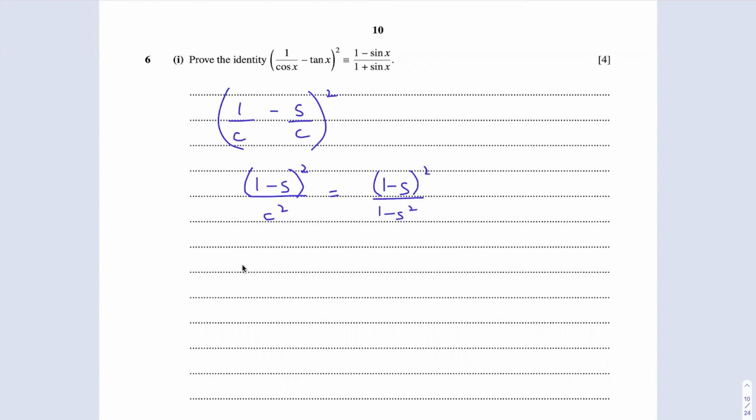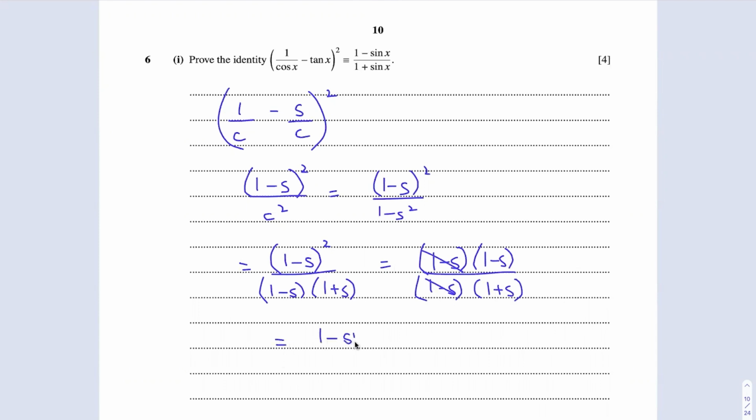So we also know that cos squared can also be written as 1 minus sine squared. If we factorize the denominator, we'll get (1 minus sine) whole squared upon (1 minus sine)(1 plus sine). The numerator can be written as (1 minus sine) into (1 minus sine) upon (1 minus sine)(1 plus sine). Cancelling this, we get the identity which is (1 minus sin x) upon (1 plus sin x).